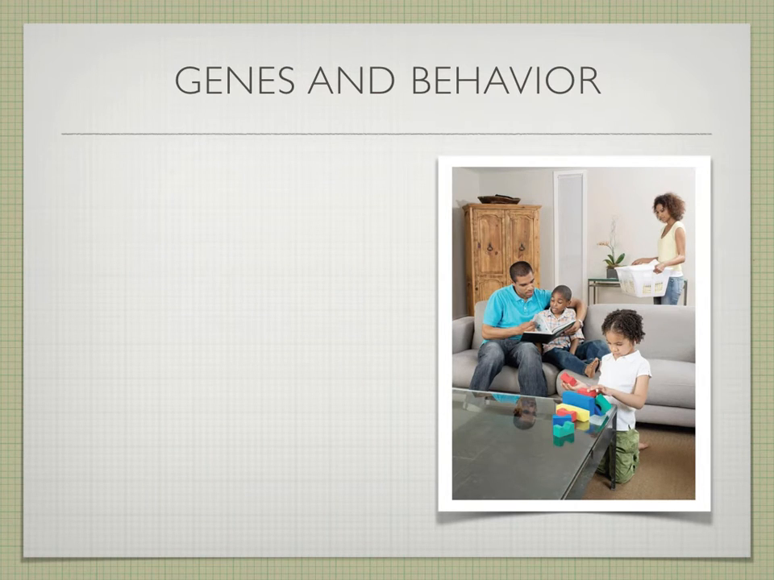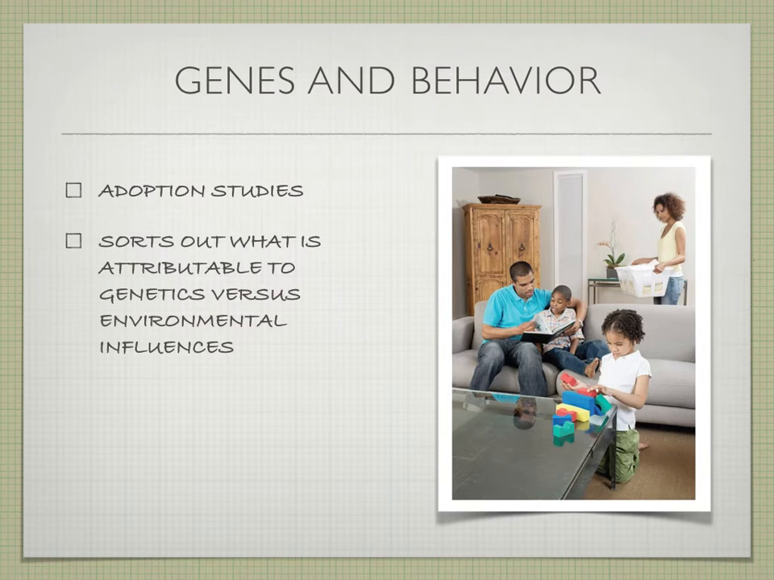So we've talked a lot about genes, a lot about kind of the nature part of our development, but let's talk about how those genes can express themselves in terms of behavior and how we'll use these genes and behavior to ask questions about development. So one of the ways we do that is adoption studies. And what adoption studies can do is they can sort out what we can attribute to genetics versus what we attribute to the environment. It helps us parse apart what is nature and what is nurture, okay?